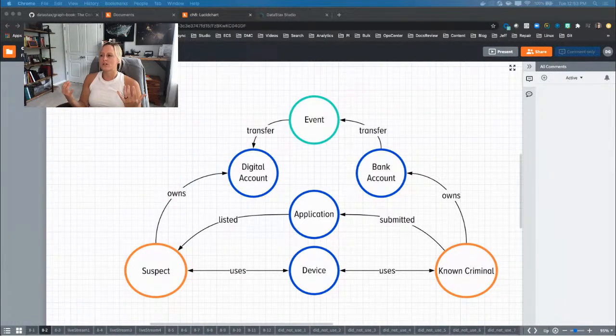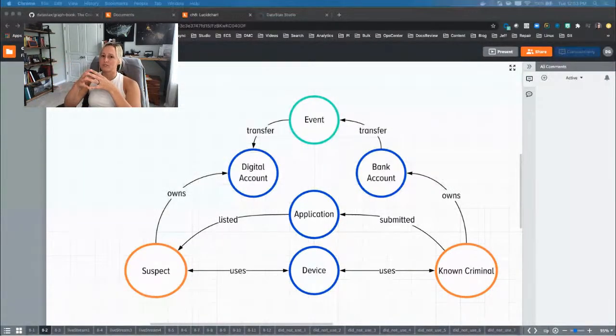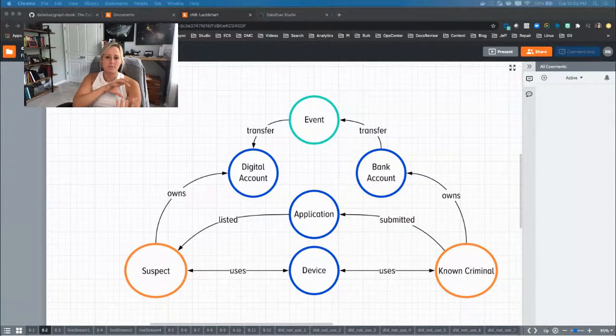So is it a more trusted path to say that this person owns a digital account and these two digital accounts had a transfer event between them? It's a longer path by graph data standards. I'm looking at this image now, walking from suspect on the left to a digital account to a transfer event to another banking account to the criminal, right? So that's a path of much longer length.